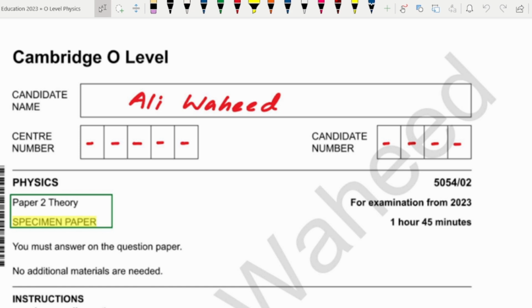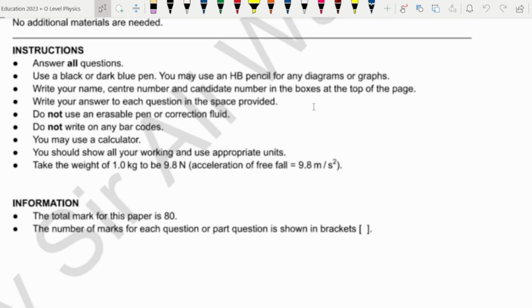In this video I'm solving the specimen paper 2 for the examination from 2023, according to the new pattern and the new topics. Some of the topics have been removed from the previous syllabus and some have been added, for example space physics and momentum. Another change is the total marks for the paper, which have now increased from 75 to 80. So from 2023 onward, all the physics paper 2 exams would be of 80 marks.